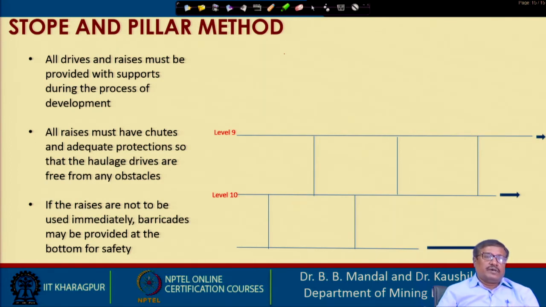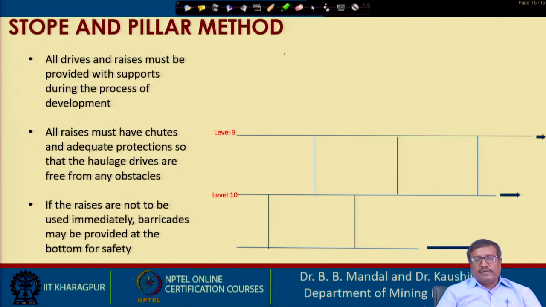So, to stop damage to these drives and raises, they all should be properly supported during the process of development, like with rock bolts or occasionally some timber props, and ladders also, so that you can move through the raises whenever you require. To check also, occasionally you can send some support experts, and they will check the raises and see whether there is any problem with the roofs or the sides. All these raises must have chutes, that means the ore collecting, material collecting mechanisms, and they must have adequate protections, so that the haulage drives are free from any obstacles.